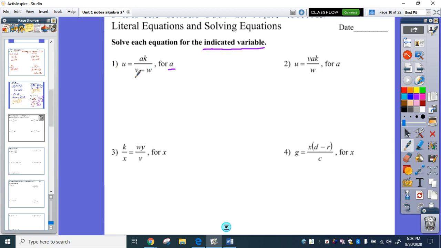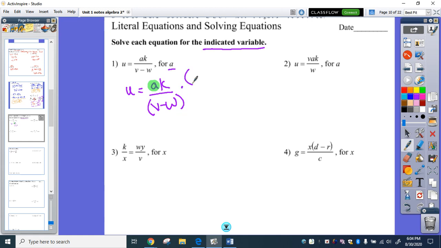So if we take this expression here, we have U equals AK divided by V minus W. And our goal in this whole process is to get this one little A all by itself. So if I want to do that, I want to think about working as far away from A as I can to start off with. Well, the furthest thing away from A, truthfully speaking, is this denominator. There's a really easy trick to get rid of this denominator. First thing we want to do, put it in parentheses.